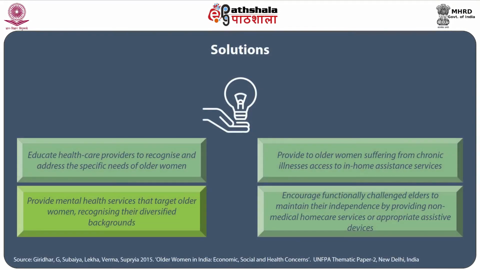The other dimension which we need to know is to provide mental health care services that target older women, recognizing their diversified backgrounds. As most of the studies have clearly shown, mental health issues are a very important dimension for the female elderly, especially when they attain widowhood, in the absence of a spouse, and especially when care is lacking and abuse is coming up. When care is lacking and abuse is increasing, they become even more vulnerable. In that sense, mental health problems, depression, isolation, loneliness and feelings of redundancy all increase, ultimately affecting their mental health.